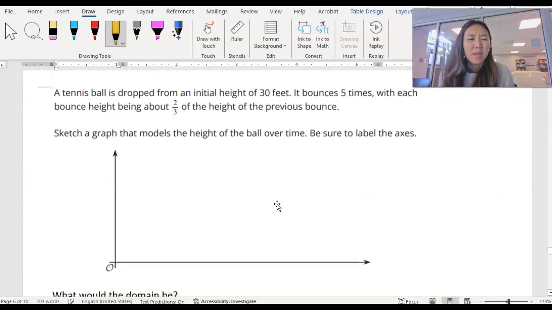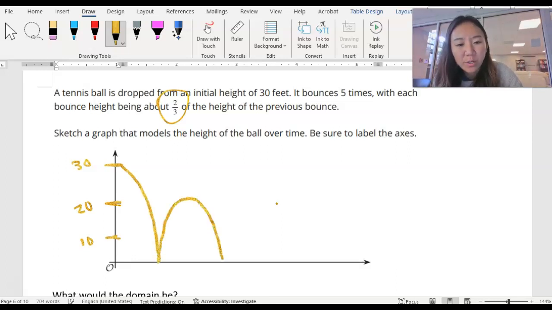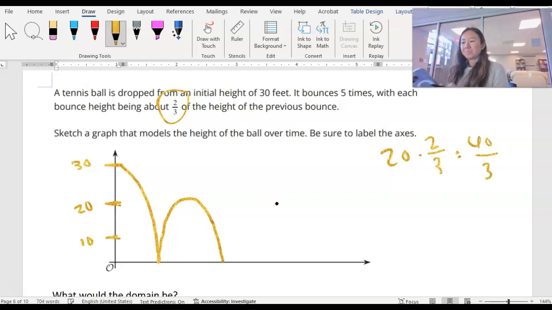All right. Our last part, the tennis ball is dropped from initial height of 30 feet. So this means that we need to start at 30 feet. It bounces 5 times, so we should have 5 bounces, with each bounce being about 2/3 of the height of the previous bounce. So I'm going to go ahead and mark other points on this, 10 and 20. So after the first bounce, if it's going 2/3 of the original height, then it would be up to 20, right? And then 2/3 of 20, right? If we take 20 times 2/3, we're going to get 40 divided by 3.